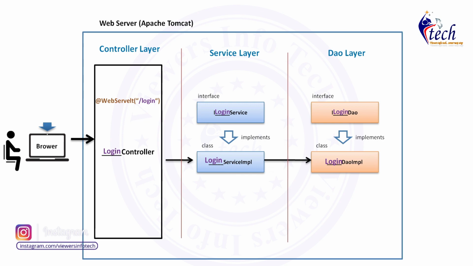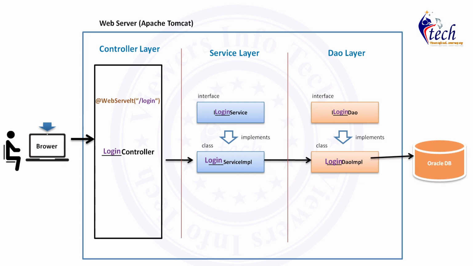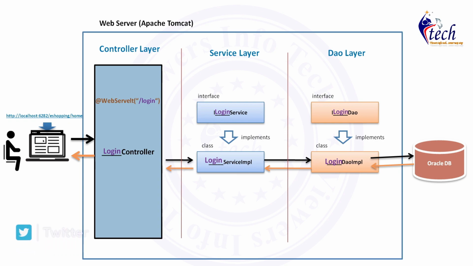In the interface we have abstract methods, as we already discussed in the previous slide. LoginDAOImpl will pass the values to the database and take the response from the database, and the response is passed to LoginServiceImpl. LoginServiceImpl goes back to the login controller, and the login controller processes the output: it will pass either the home page or the login page to the browser. The URL looks like this. Finally, the user can view the home page in the browser.